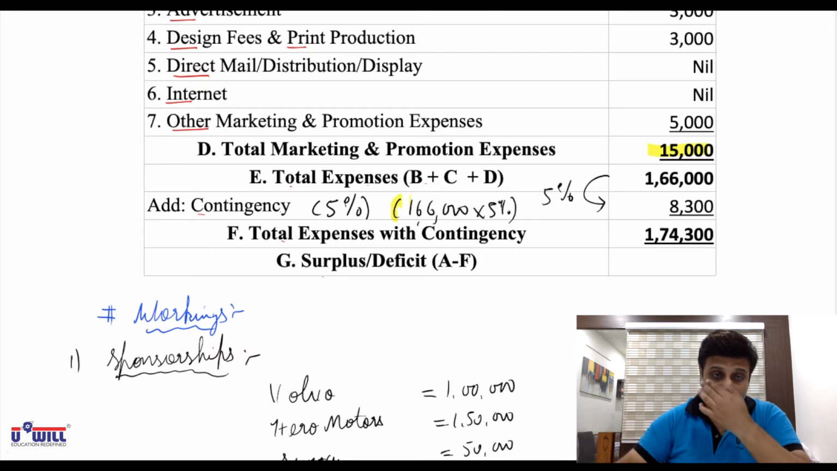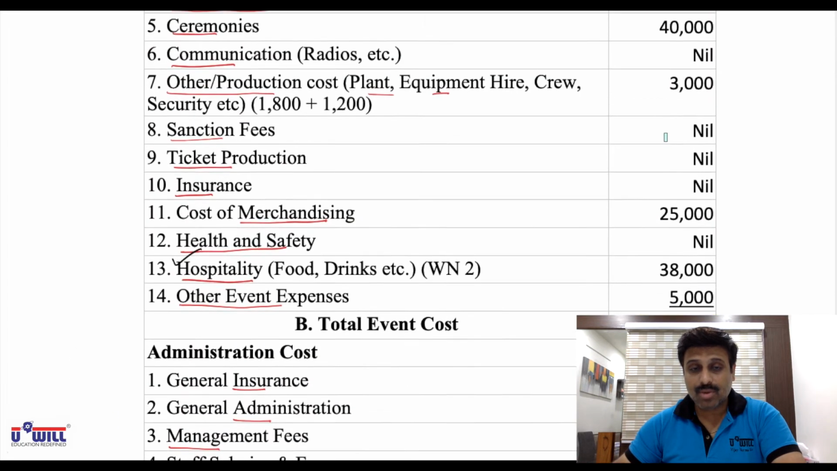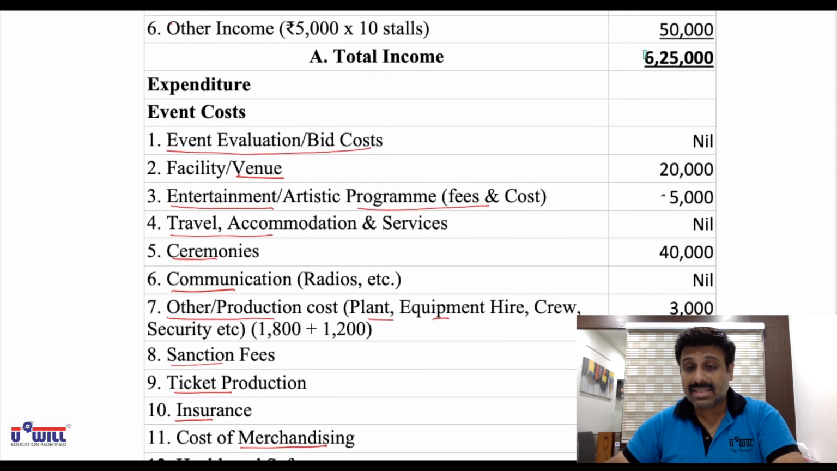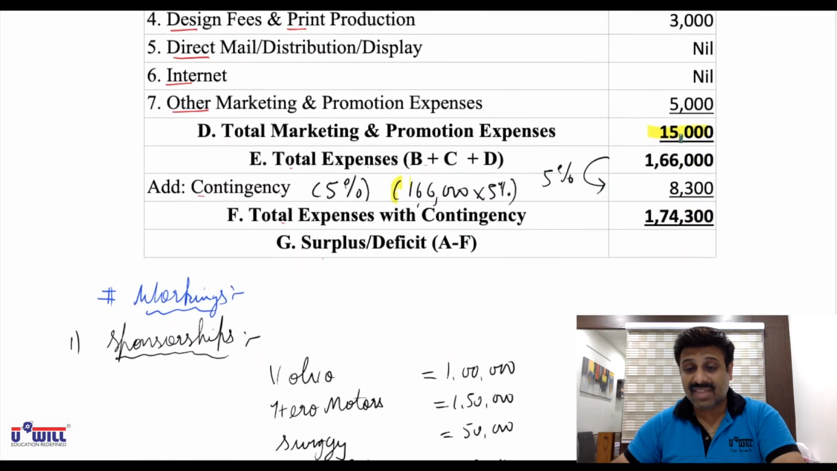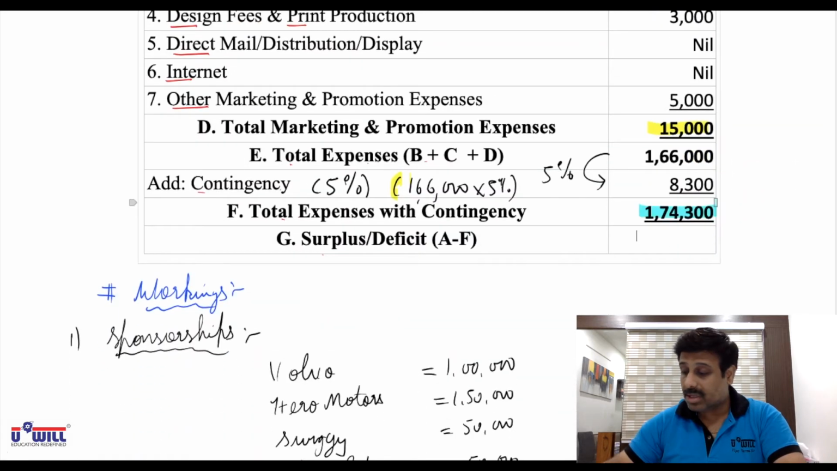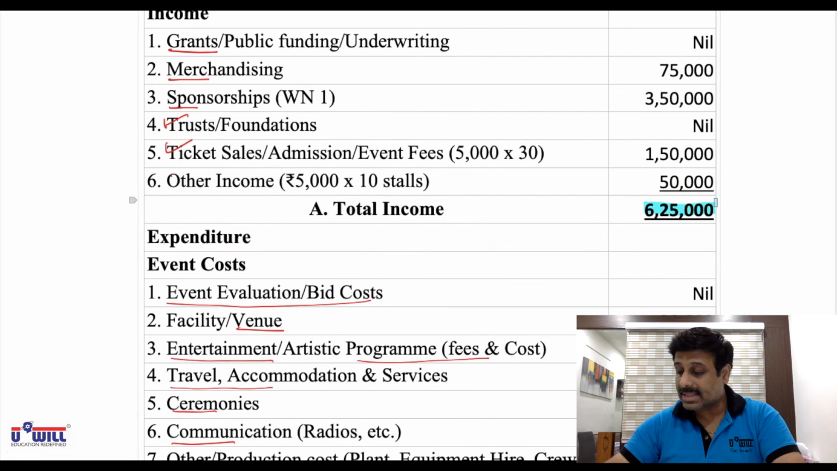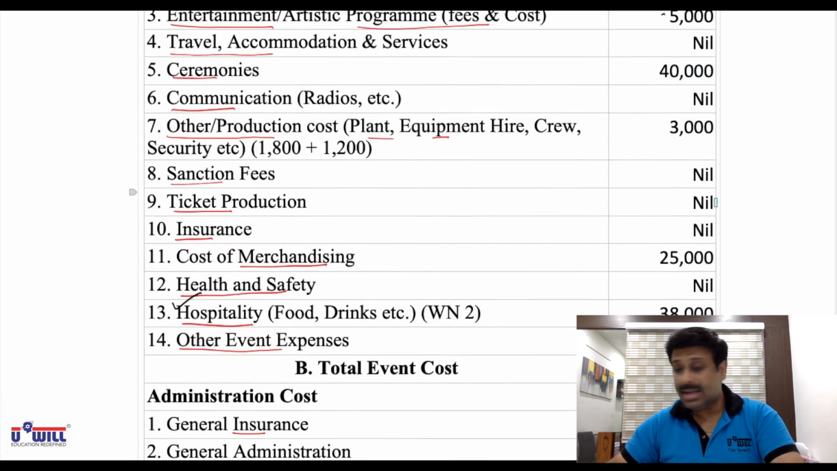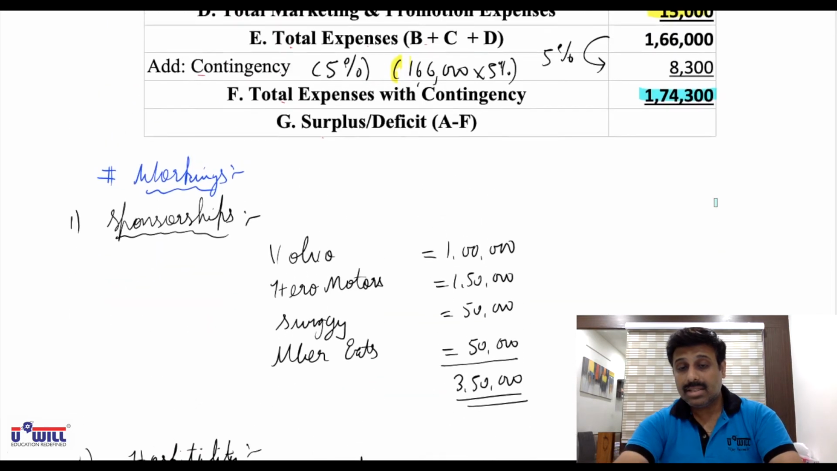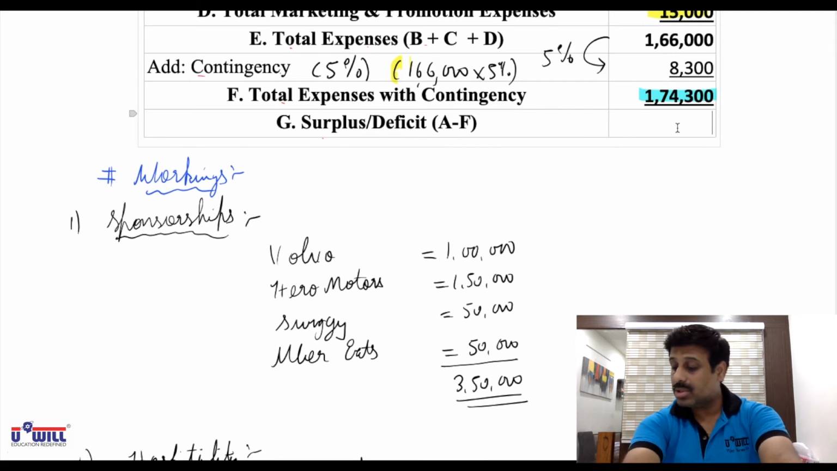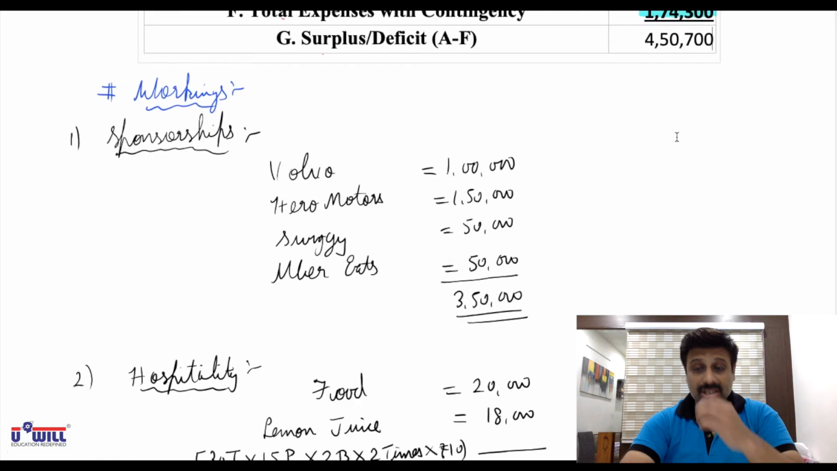Now, surplus or deficit will be calculated as A minus F. So, A, that is total income, is 6,25,000 minus F, that is 1,74,300. Do it, everyone. 6,25,000 minus 1,74,300. So, surplus comes to 4,50,700. So this is how we have to solve the question.